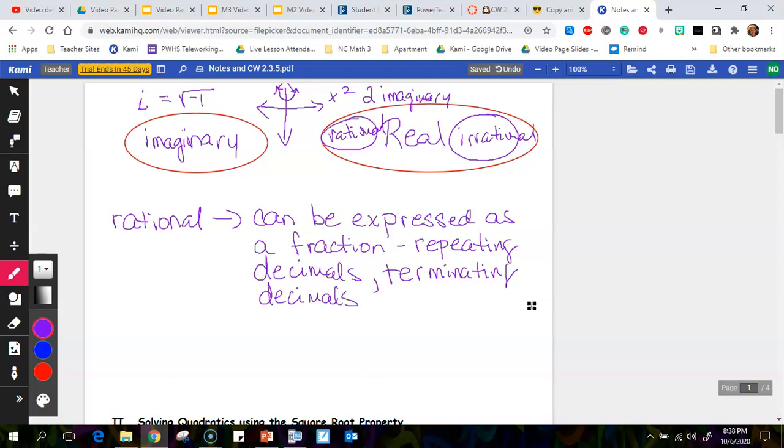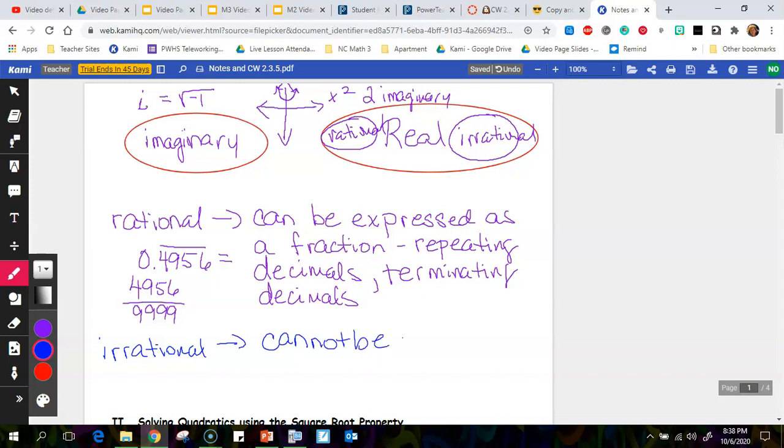So even numbers like 0.4956, even if it's repeating, so you put that line over it, you can write that as a fraction. You would write 4956 over 9999. So that can be written as a fraction, okay? Irrational numbers, on the other hand, cannot be expressed as a fraction. In other words, you can't write them as a fraction.